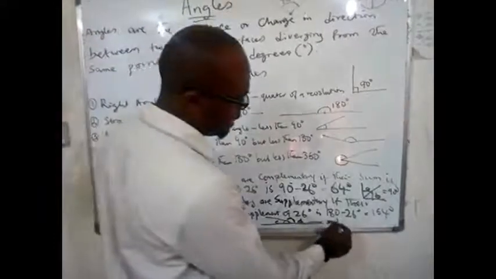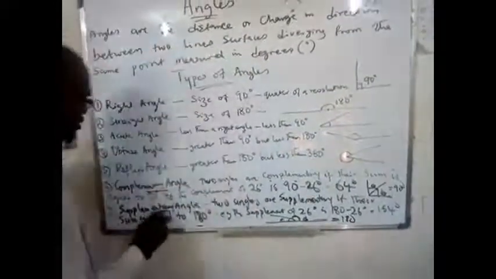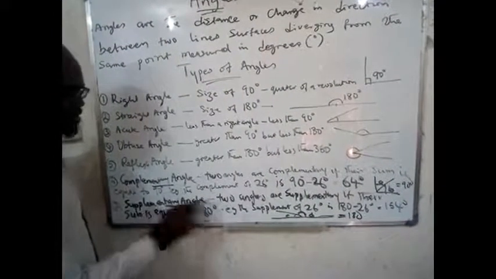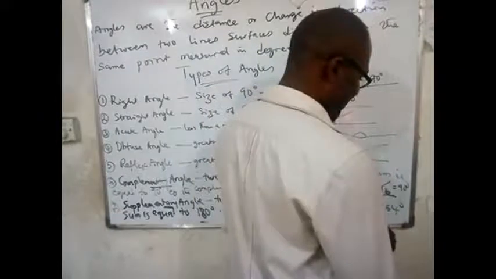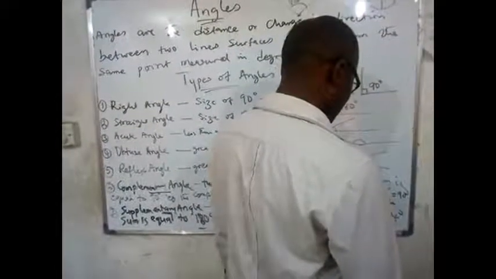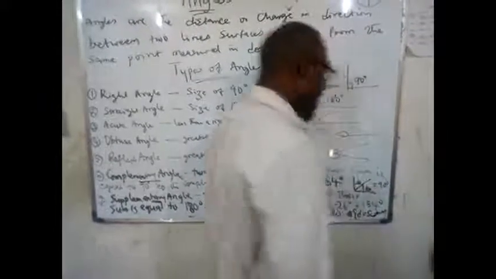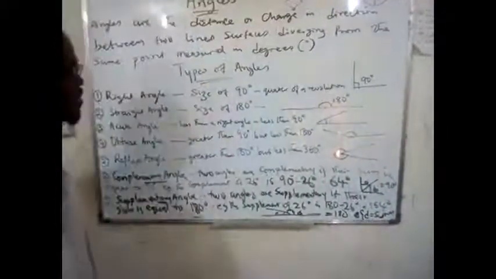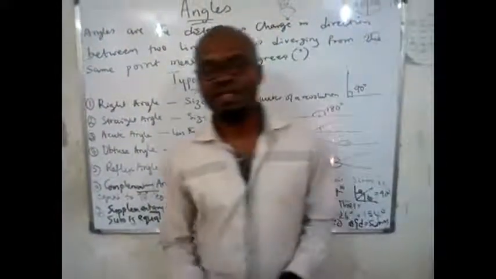So angle C and D are said to be what? They are said to be supplementary. Angle C and angle D are supplementary. Why? Because the addition of both of them gives you 180. Is that clear?